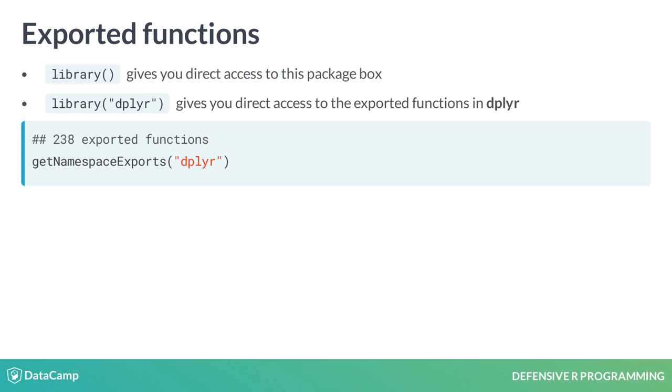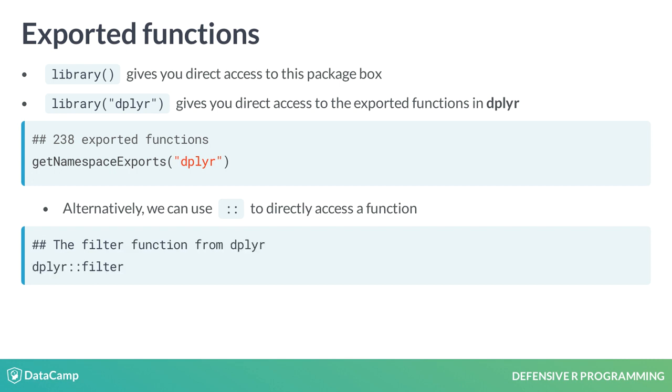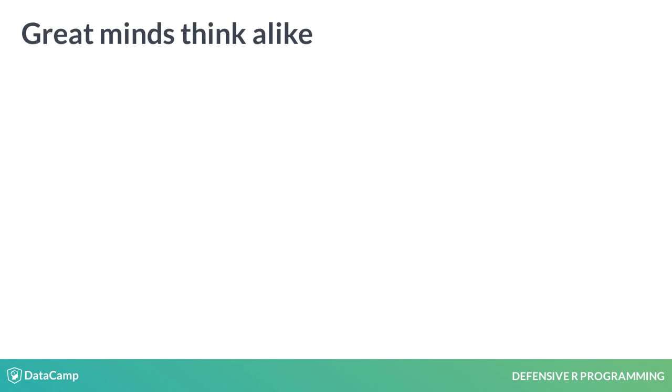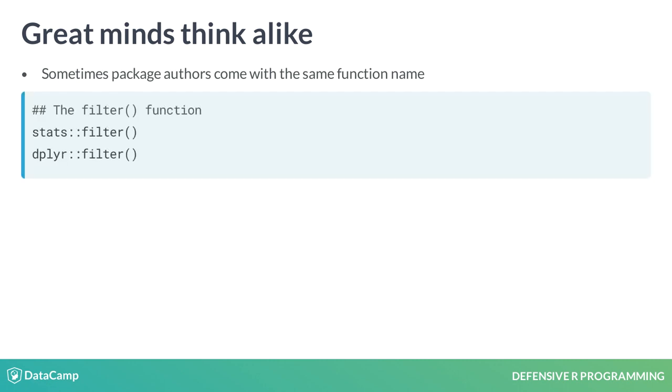Sometimes we want to specify exactly which box a function belongs to. We can do that with a double colon operator. Now, great minds think alike, or so the saying goes, and package authors are just the same. Take the filter function. In the stats package, filter is used for manipulating time series. But in dplyr, it's used to remove rows from a data frame.